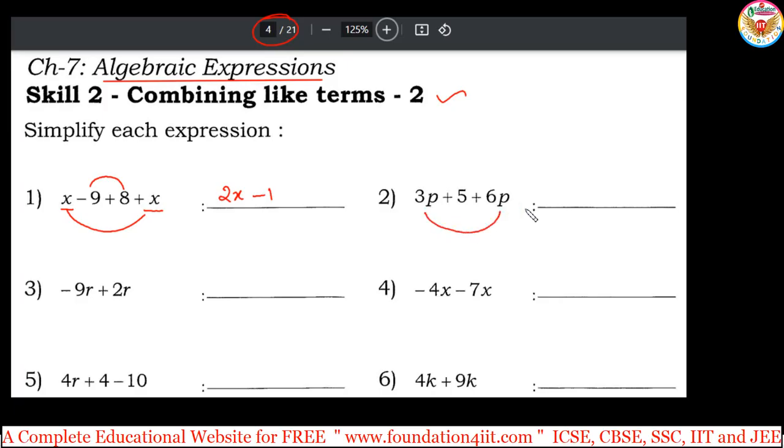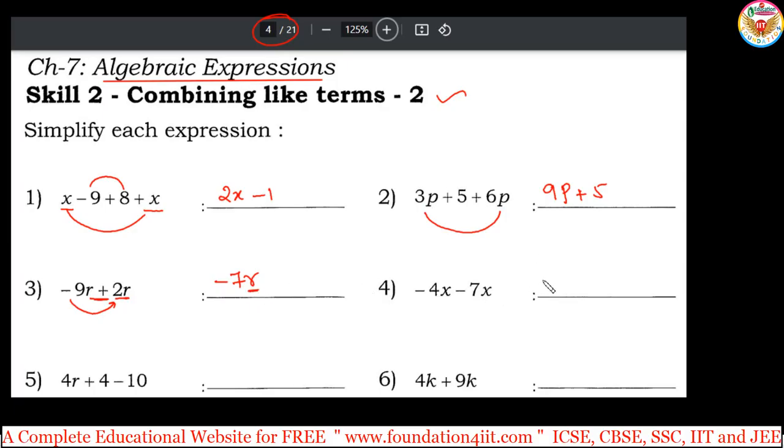Now 3p plus 6p is 9p, plus 5. Remember, -9r plus 2r. Only the numbers you can simplify, that means -9 plus 2 is -7. Only r you can attach, like 2 apples plus 3 apples is 5 apples. Not apple square or double. So just only the variable is the same.